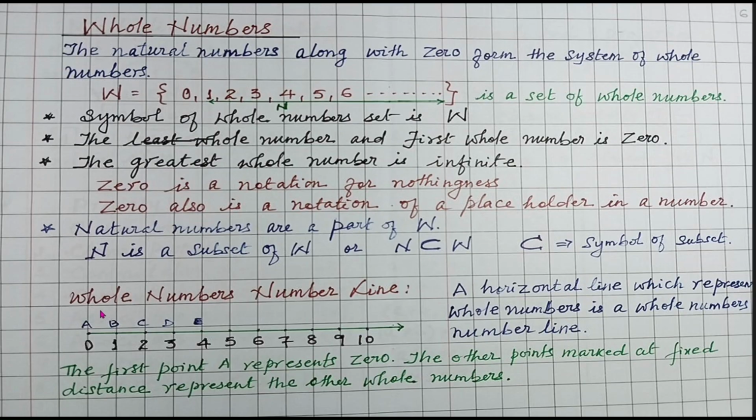Now the next point of discussion is whole numbers number line. The whole numbers number line is a line which represents whole numbers, and for that we draw a horizontal line and mark the points A, B, C, D at equal distances, and if A represents 0, B represents 1, C represents 2, D 3, and so on. So please remember that.